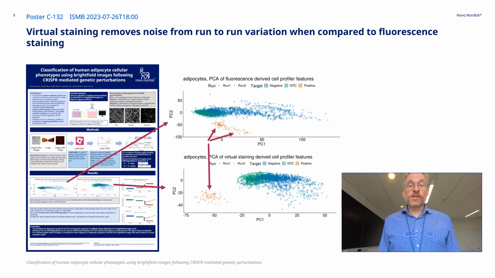PCA plots of feature space allow us to visually assess the separation of different classes of phenotypes in our assay into clusters. By shape coding different runs, we can observe that virtual staining is superior to fluorescent staining in removing batch effects and staining artifacts after normalizing plates to negative controls.